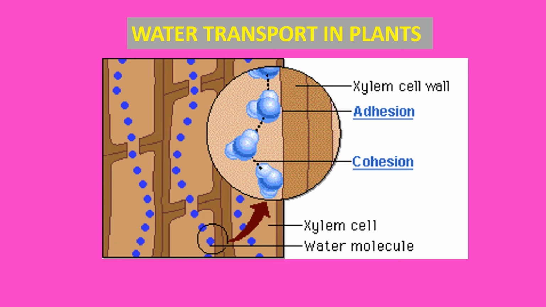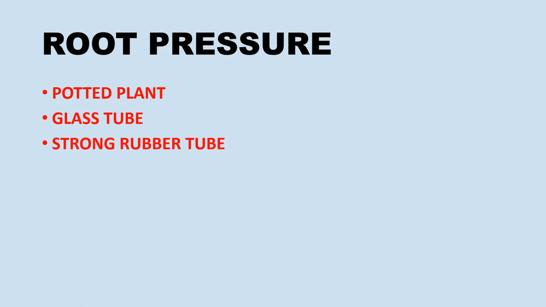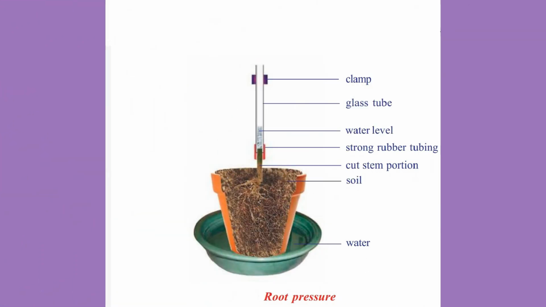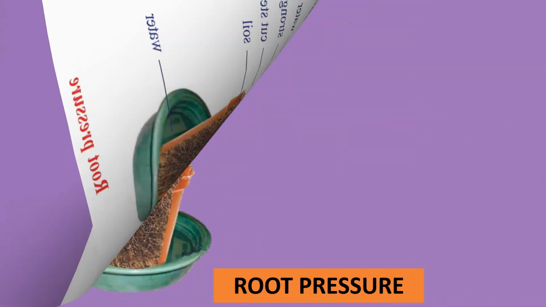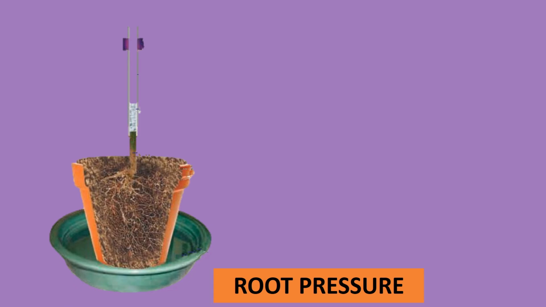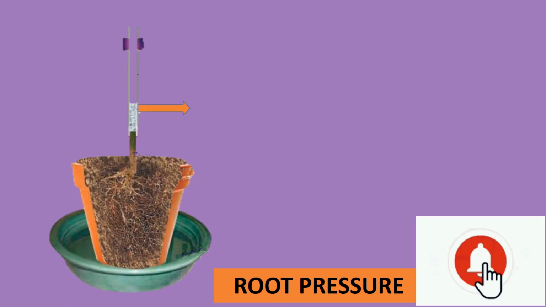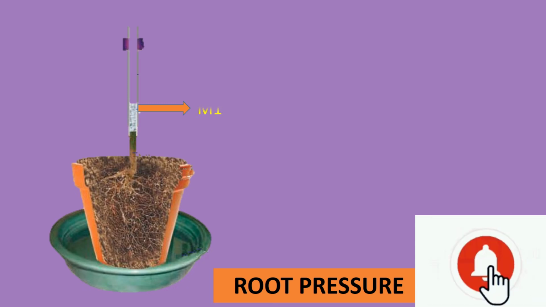Now, to understand root pressure, we are performing one activity. To perform this activity, we need a potted plant, a glass tube and a strong rubber tube. Take a regularly watered potted plant and cut the stem 1 cm above the ground level. Now connect the glass tube with the strong rubber tube as shown in the figure. Pour some water in the glass tube until the water level can be seen above the rubber tube. Mark the level of water in the glass tube as M1.